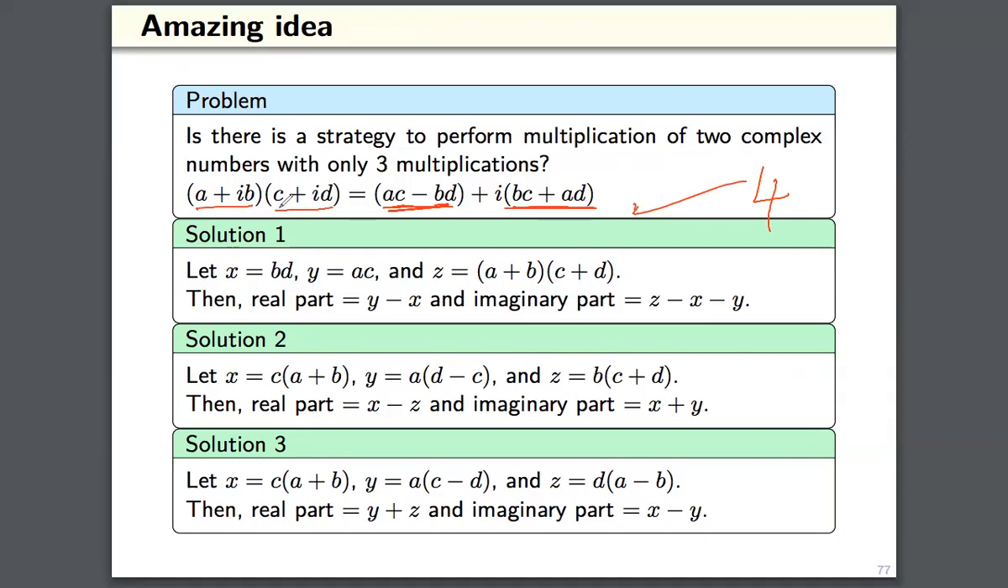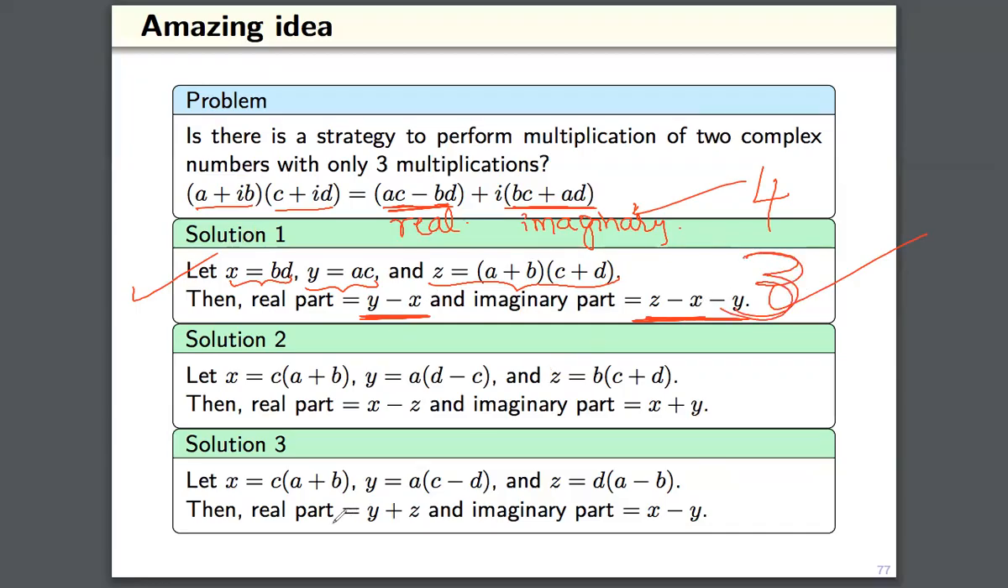Okay, there are 4 multiplications required for multiplying two complex numbers. But there is a better way. We can multiply two complex numbers using only 3 multiplications. What is the idea? So consider x is this, y is this, z as this. Then this is the real part, and this is the imaginary part, right? Then the real part is y minus x, and the imaginary part is z minus x minus y. Verify this.